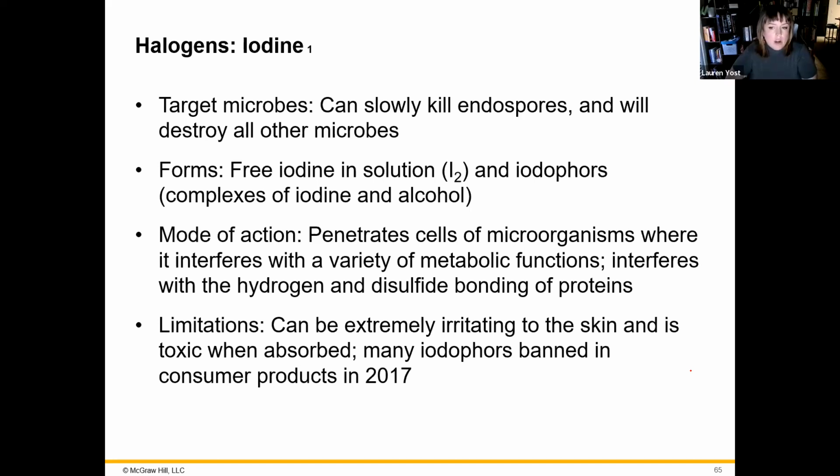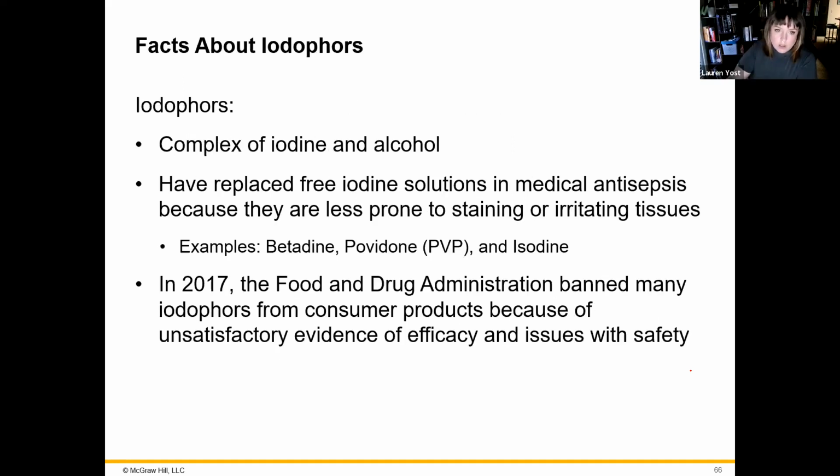The way they act is by penetrating the cells and interfering with the metabolic functions of the cells. So hydrogen and disulfide bonding of proteins will be affected by the presence of the iodine. It can be irritating to skin, and iodophores were banned in consumer products in 2017. So you can't necessarily buy iodophore type products now over the counter. So these have been replaced in medical antisepsis because they're the orangey brown color, which can cause significant staining on your clothing, on skin, on everything like that. So they try to replace these with other things.